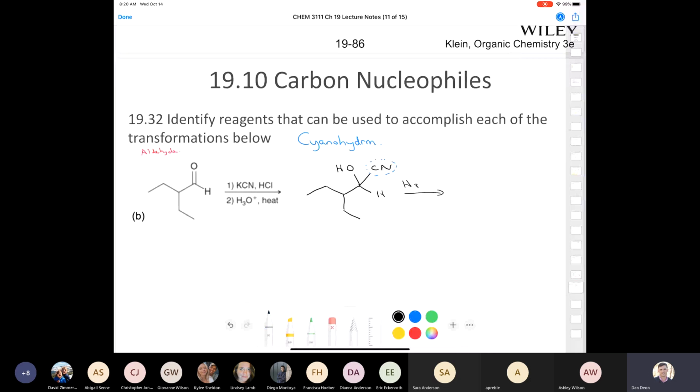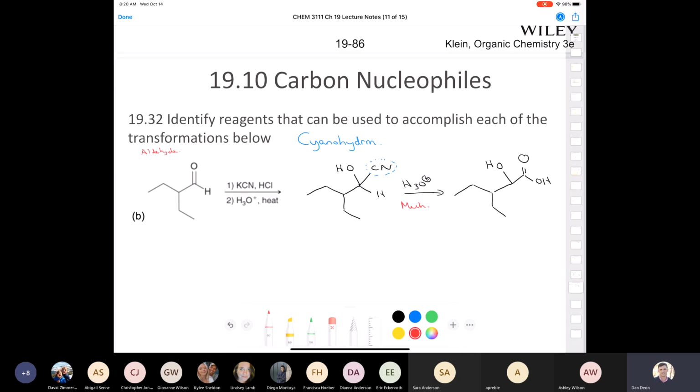you cook it up, you convert that to a carboxylic acid. So let's draw the carboxylic acid. There we go. And you end up making a carboxyl group like that. So we make a carboxylic acid. This is a reaction that you need to know.